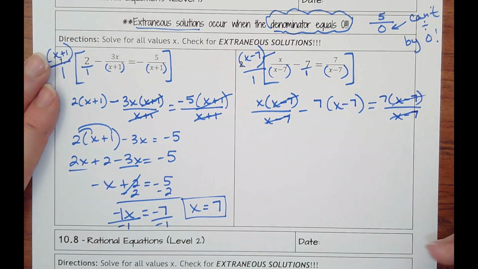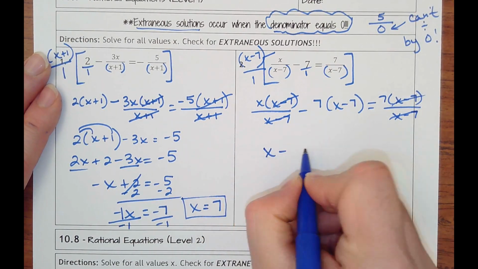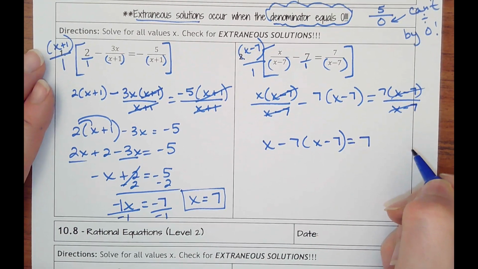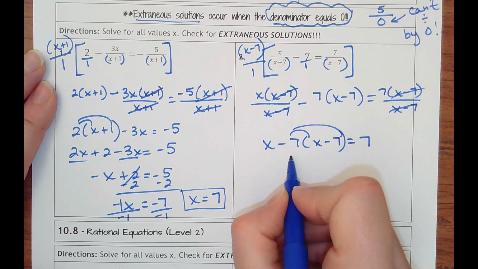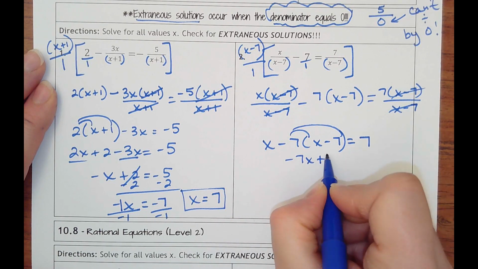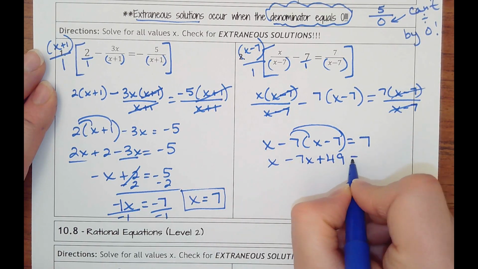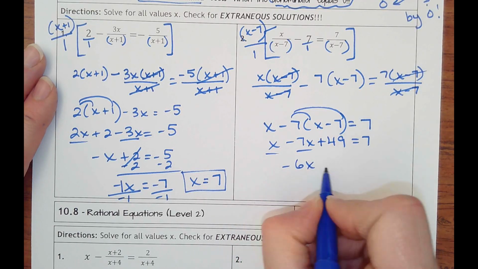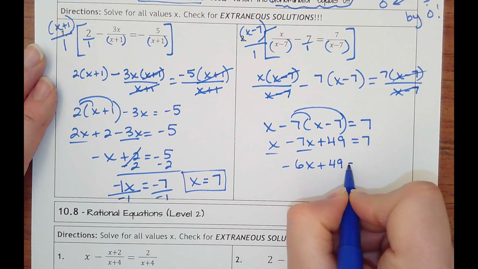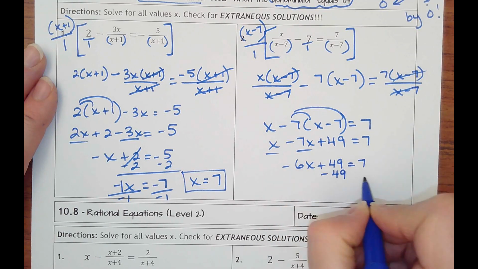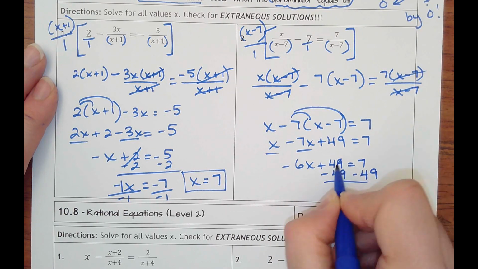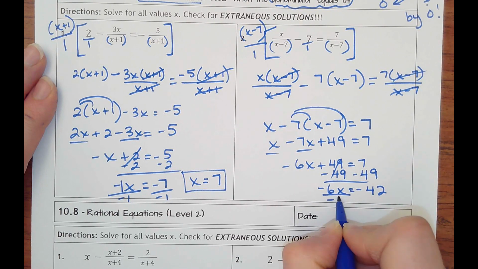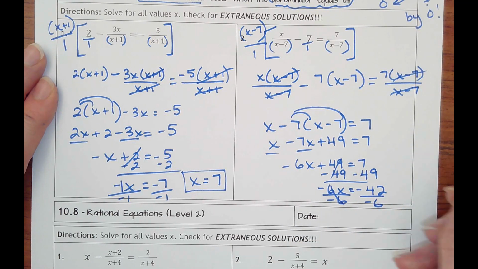Cancel, cancel. So I've got x minus 7 times x minus 7, a lot of 7s, equals 7. Distribute through negative 7, that would be negative 7x plus 49. Combine your x's, that would be negative 6x. Subtract 49. Divide by negative 6, so x is 7.